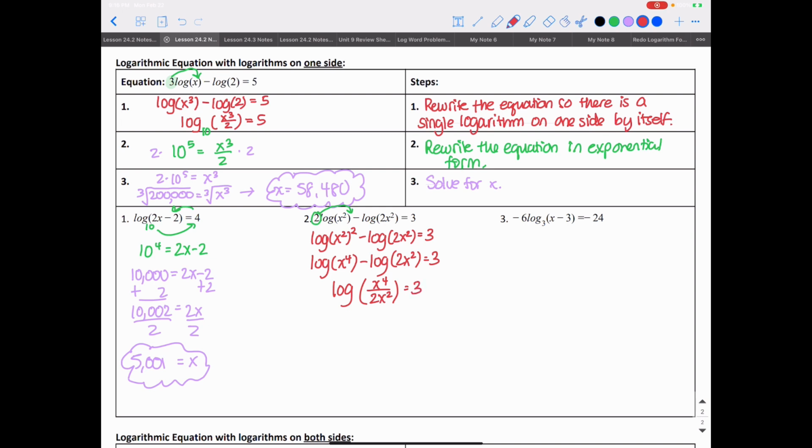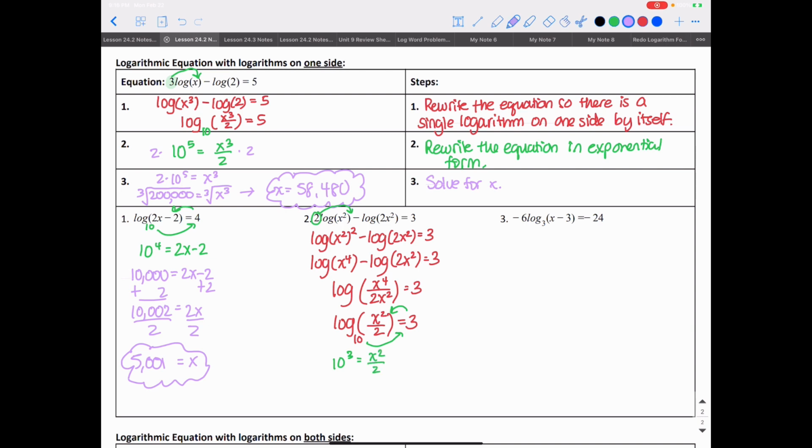I can simplify this to be log of x to the second power in the top. I have 4 x's in the top and 2 x's being multiplied in the bottom. That's an extra 2 in the bottom. So I have x to the second power over 2 is equal to 3. And now I'm going to rewrite this in exponential form. So I have log base 10. I know it's base 10; if I don't see a base, it's 10. I'm going to write 10 to the third power gives me this thing inside. So 10 to the third power gives me x squared divided by 2.